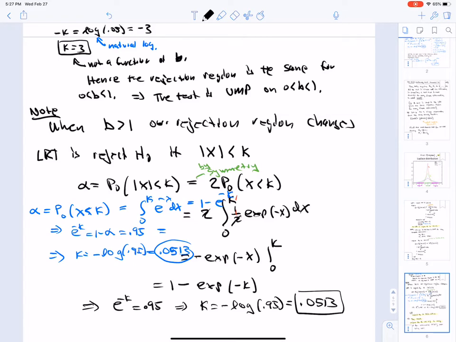But you can see now that our LRT is we're going to reject H0 if the absolute value of x is less than k. And so you can just calculate here that alpha is 0.0513.